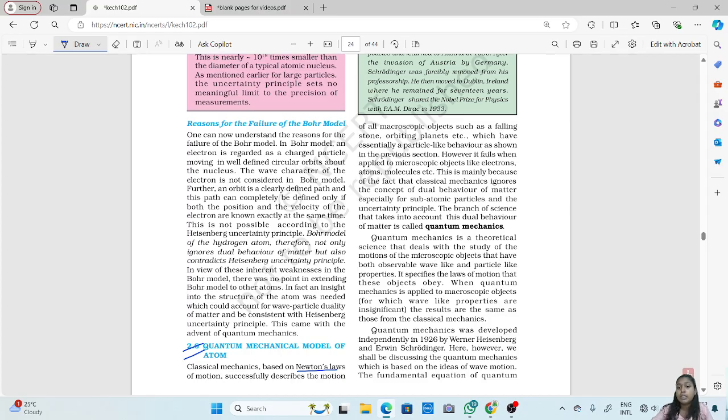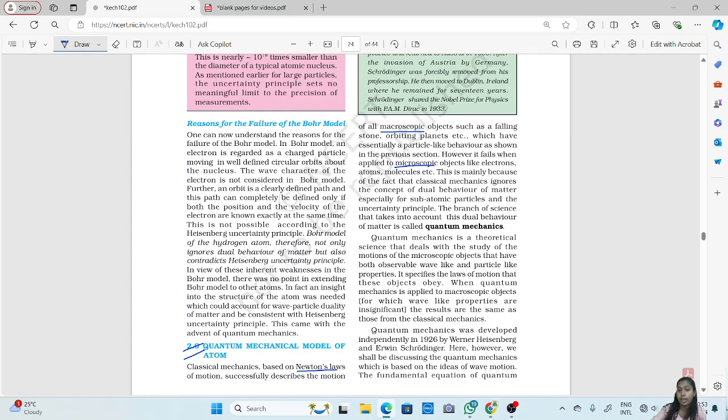However, it fails when applied to microscopic objects like electrons, atoms, and molecules. Macroscopic objects means the ones which we can see, but for microscopic objects like electrons, atoms, and molecules, it wasn't able to explain their laws.